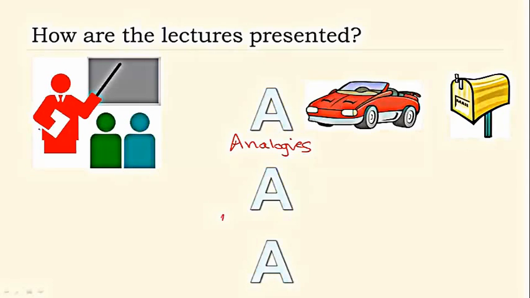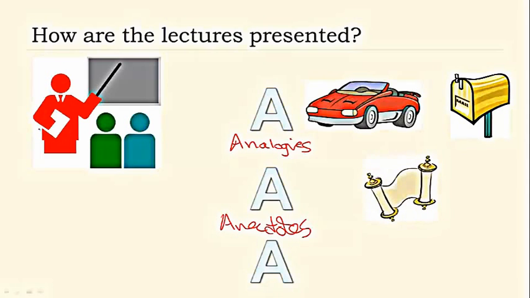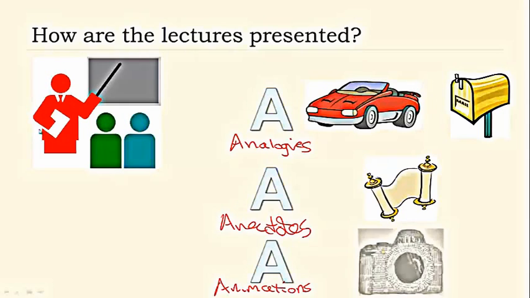The second A is anecdotes. A lot of times the best way to explain some of these networking concepts is to tell stories and history about how they came to be in the first place. And the third A is animations. It's probably the most important. So indeed, they say that a picture is worth 1,000 words, and networks are no exception to that. So we'll be using a lot of pictures to explain a lot of these tools.